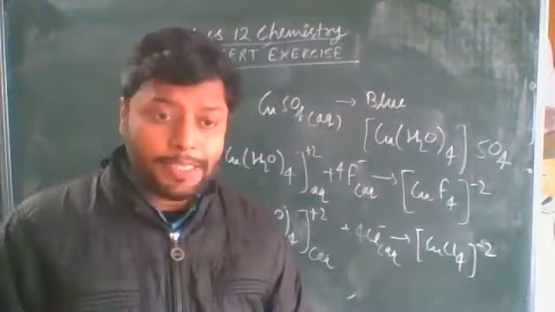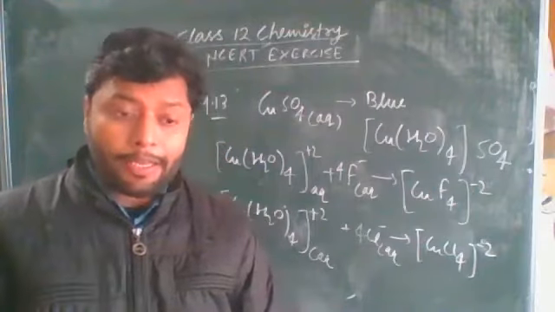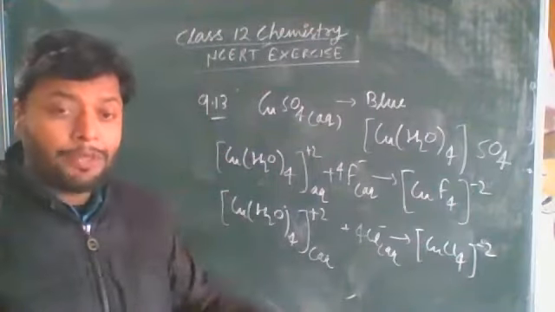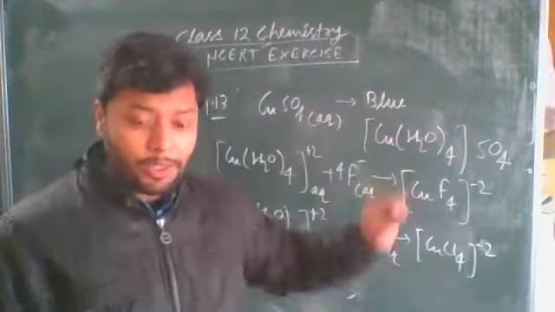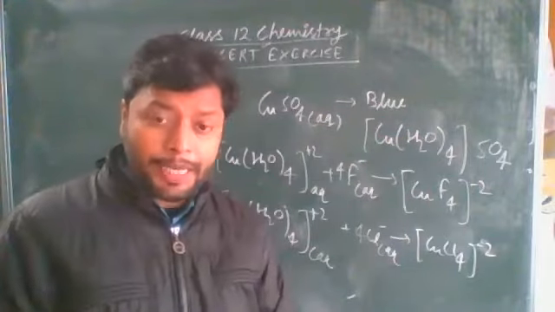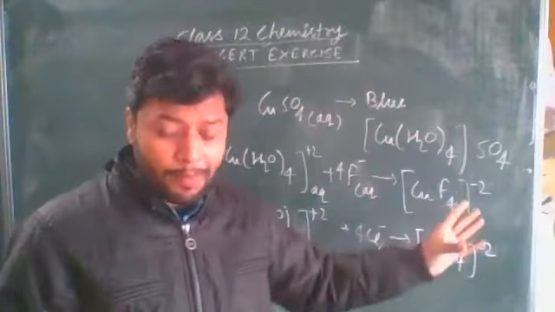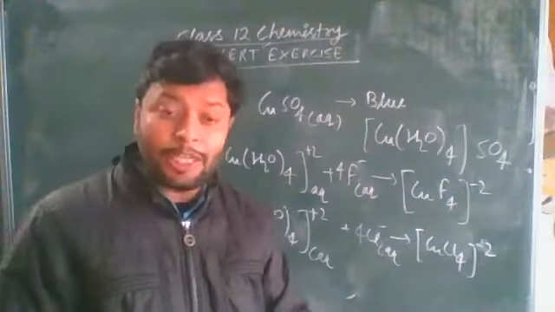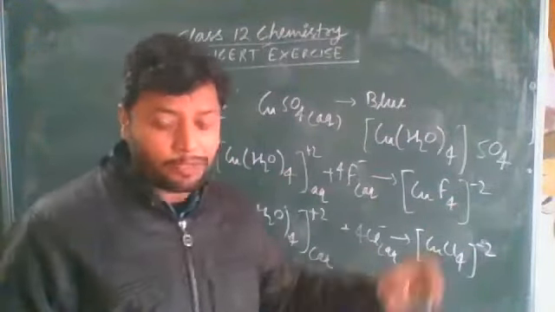Okay, so question 9.13: why is aqueous copper sulfate blue in color? Because of the formation of this complex. Now, why is there a green precipitate? Because of the formation of this complex. And why is there a bright green solution? Because of the formation of this complex.